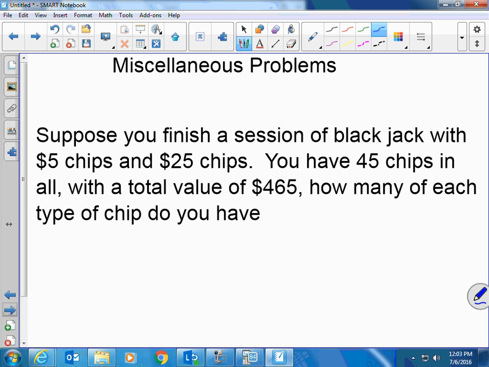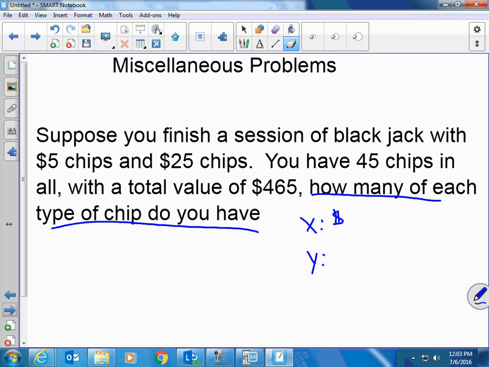This is very, very similar. I could change this problem to say we have nickels and quarters and a total of $4.65, and 45 coins. It would be the exact same setup. Okay, so with that in mind, what do we have? We want to know how many of each chip we have. So I need a variable to represent each one of those. X stands for the number of $5 chips.